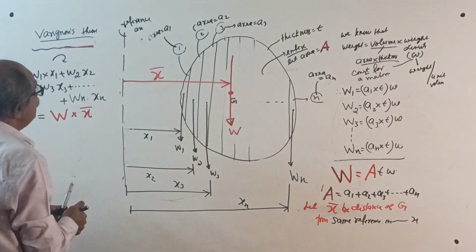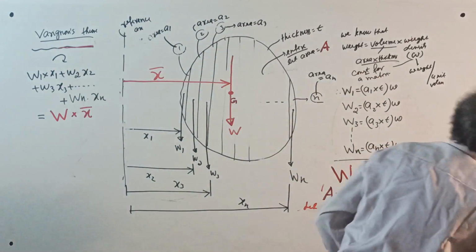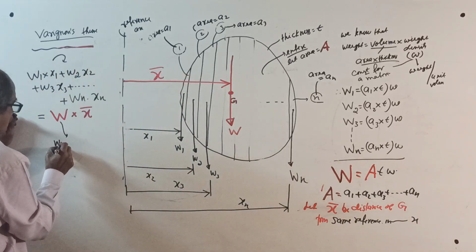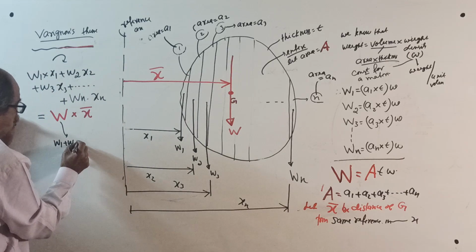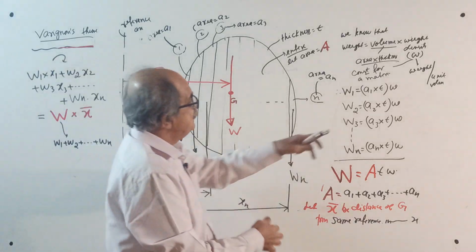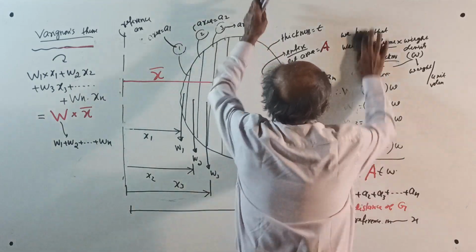Therefore, I write somewhere here now. And also note, your W is W1 plus W2, and so on up to Wn. Therefore, I will remove this now. Anyway, I know it. You will substitute later.